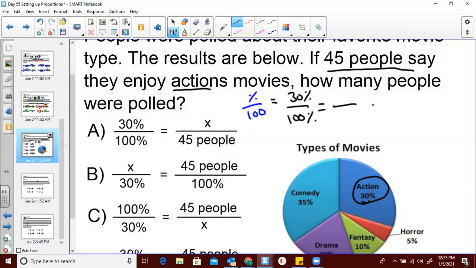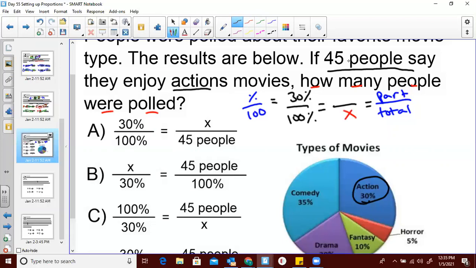All right, it's going to equal another fraction. Well, remember, we're talking about a part to the whole or to total. Well, what's the question asking us? It's asking us how many people were polled. All right, so that makes me believe that we are looking for our total amount of people polled.